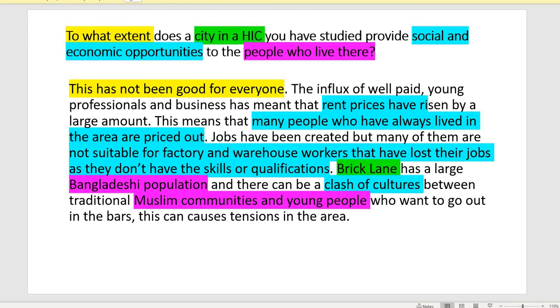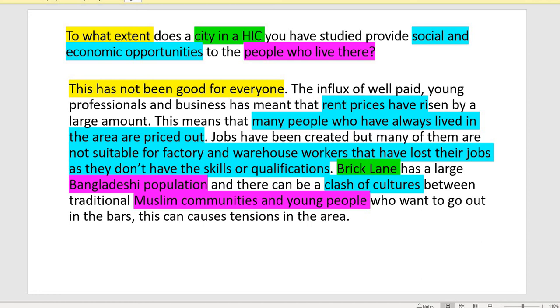But in this case, instead of it being opportunities that people can get, it's a reason why they can't have those opportunities. We're talking about people being priced out. We're talking about how the new jobs in technology and media are not suitable for those factory and warehouse workers that have lost their jobs because they can't access them. They haven't got the qualifications or the skills. You know, you're not going to work in a warehouse driving a forklift truck one day and then the next day get a job with Apple. Okay, you haven't got the skills to access it.